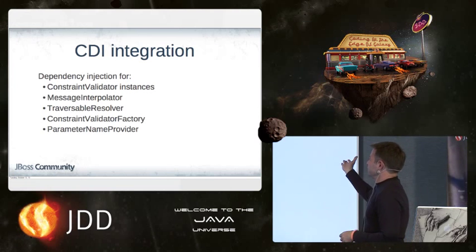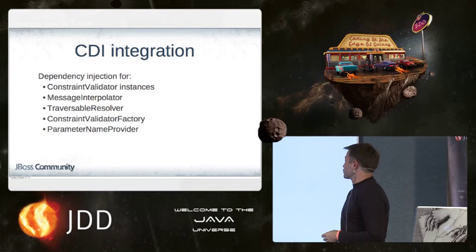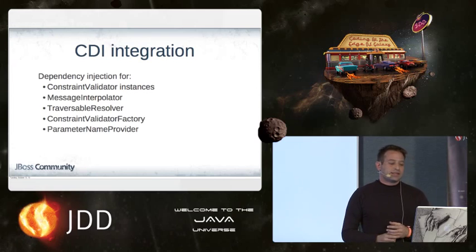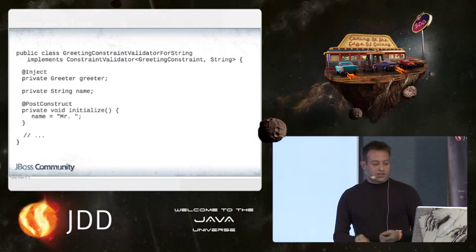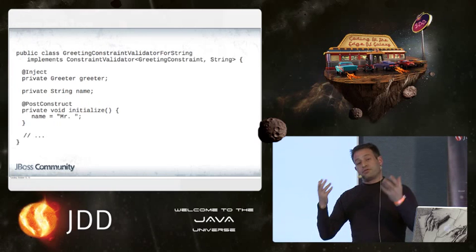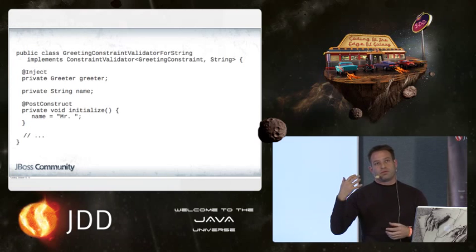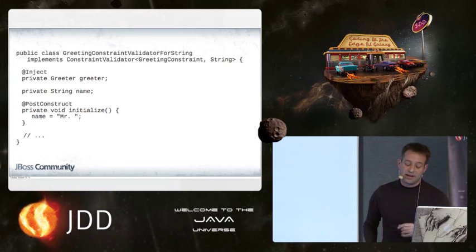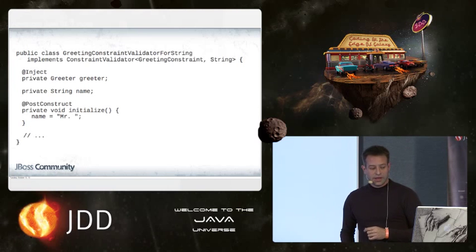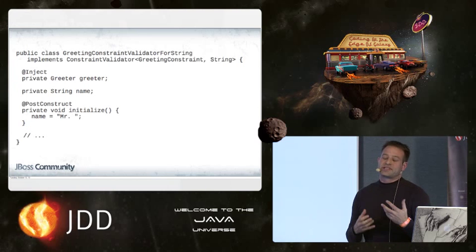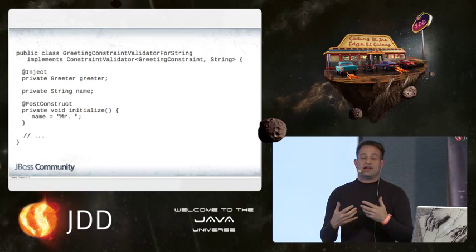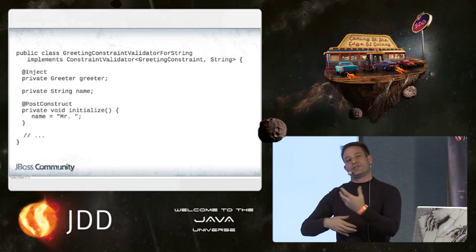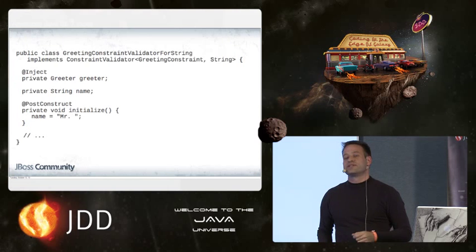So this is an example for a custom constraint. There's a greeting constraint, whatever that is. And now you can just use @Inject Greeter, or whatever resource you want to inject, and you need to initialize your constraint, or your constraint validator, I should say. And this was not possible. This kind of customization of Bean Validation was bypassing CDI, and you could not use this really nice way of injecting things.